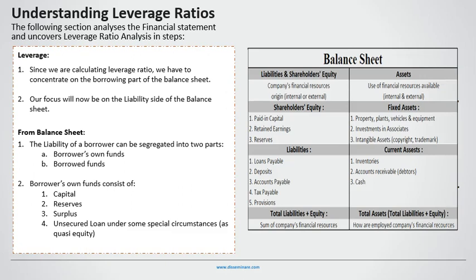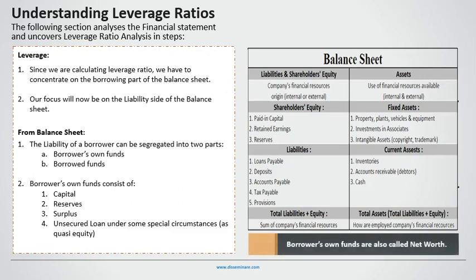From the balance sheet, the liability of a borrower can be segregated into two parts. 1. Borrower's own funds. 2. Borrowed funds. The borrower's own funds consist of A. Capital invested or equity. B. Reserves. C. Surplus. D. Unsecured loan under some special circumstances, as quasi equity. Borrower's own funds are also called net worth of the borrower. We shall understand the above in the following slides.